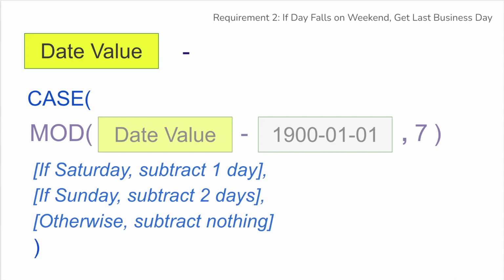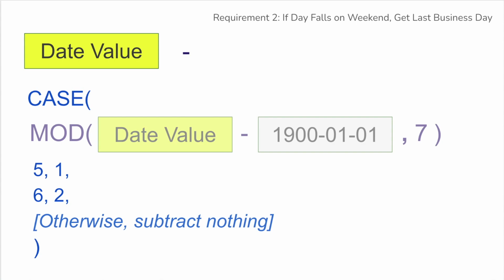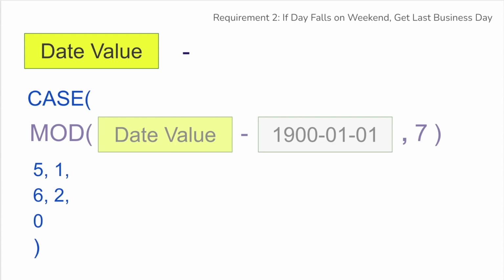So what does that look like? When the case function returns a 5, that's a Saturday. So like I said, if it returns a Saturday or a 5, subtract 1 day. 6 represents Sunday, and in that case, we subtract 2 days. Otherwise, we subtract absolutely nothing, which is 0. Now, let's look at this in Salesforce.